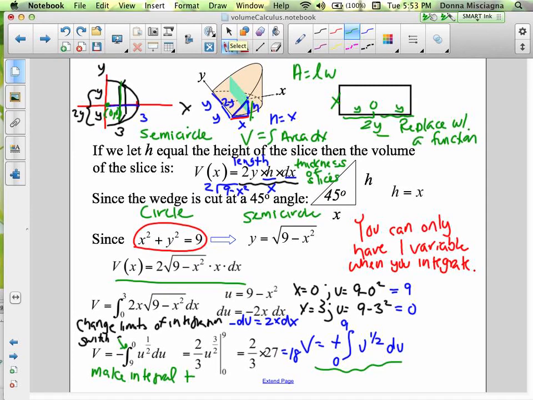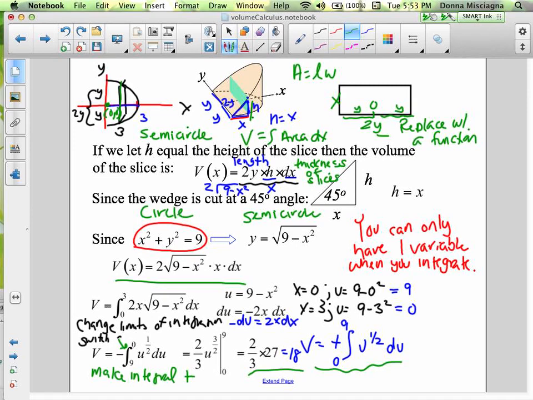So you have 2/3 times 9 to the 3/2 power. So the square root of 9 is 3. 3 cubed is 27. 27 times 2/3 is 18. And the other half would be 0 anyway. So if I plug in 0, I'm going to get 0. So 18, and I don't know what it's measured in, cubic units is the volume of that wedge.